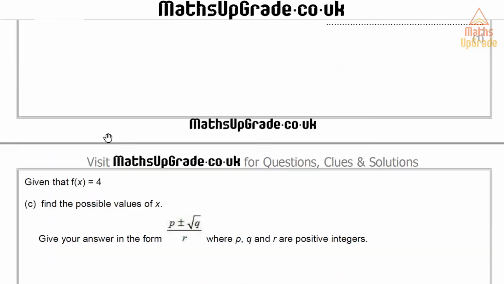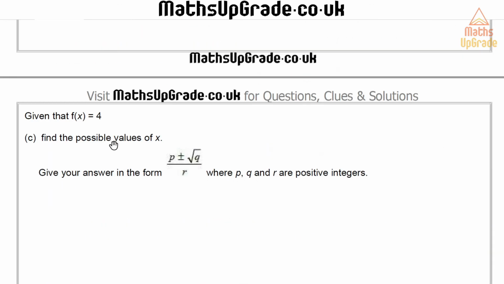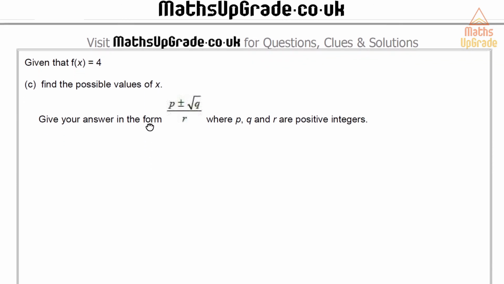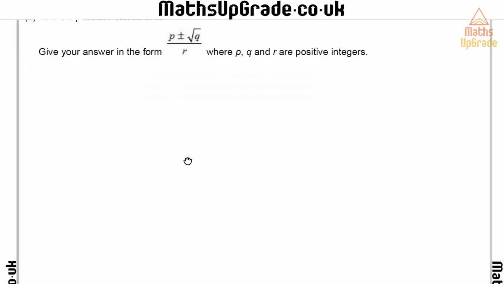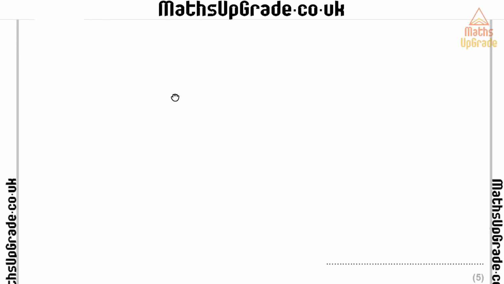Now for part C. Given that f of x equals 4, find the possible values of x. Give your answer in that form, where p, q and r are positive whole numbers. And that final question there is 5 marks.